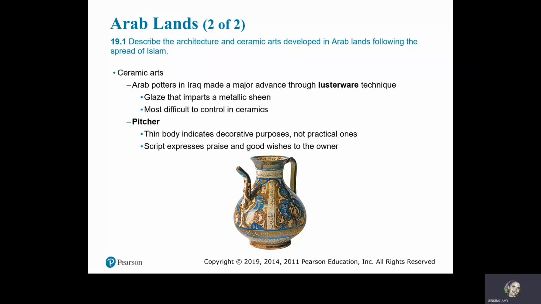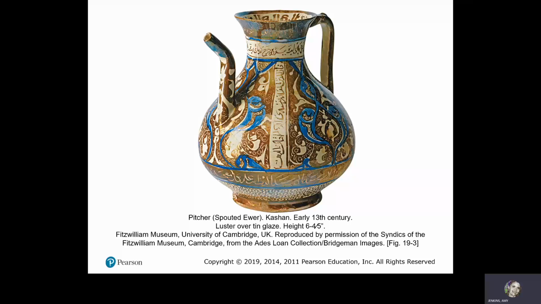The script expresses praise and good wishes to the owner. Here's the picture, spouted jar. It's Kashan, early 13th century, luster over tin glaze, height 6 4/5 inches.